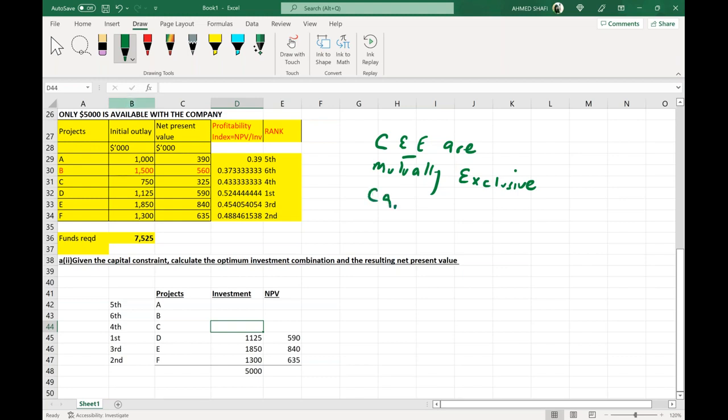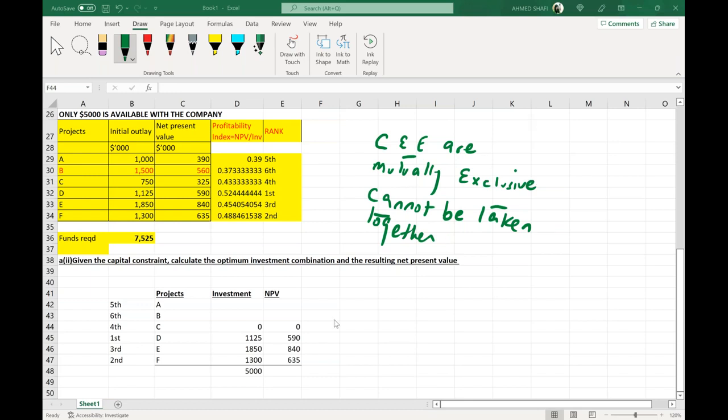Mutually exclusive means they cannot be taken together. If two projects are mutually exclusive, it means they cannot be taken together. So since you have already taken E as the third rank, even if you have money for C, they are mutually exclusive, you have taken E, you cannot opt for C. If you have taken E, the third one, you can never go for C, even if you have money, because they're mutually exclusive and cannot be taken together. Ignore C.